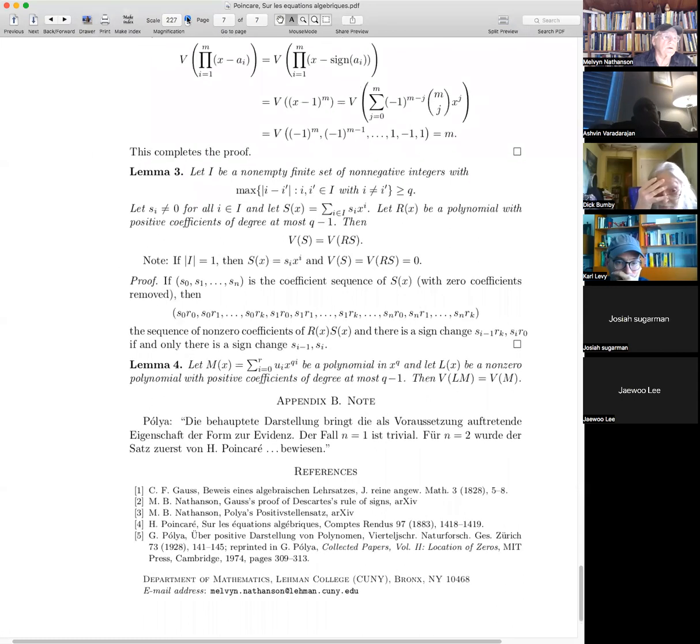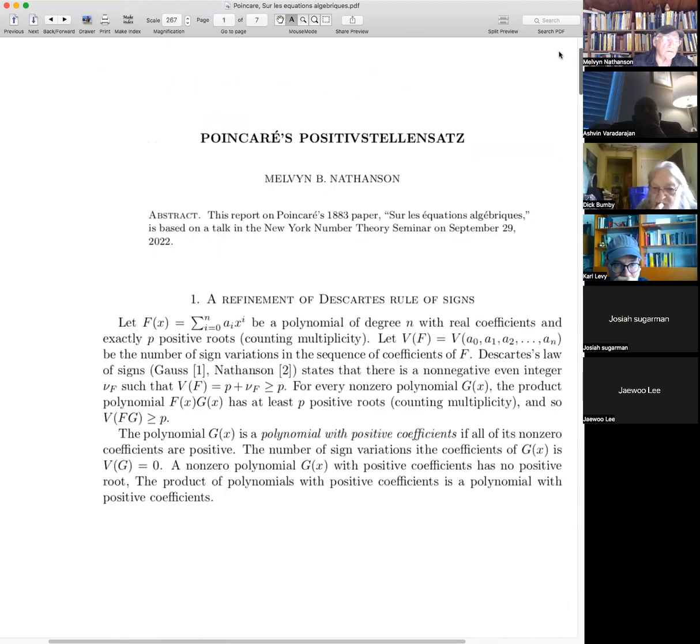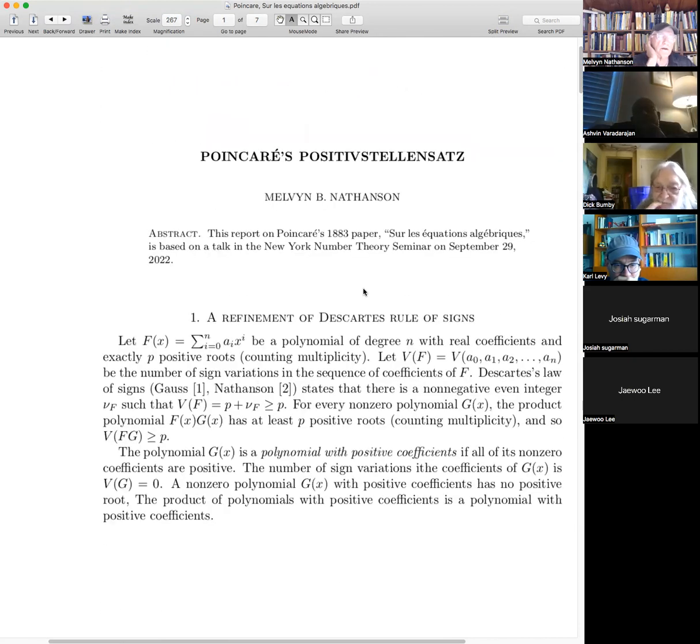Maybe I'll try to make it a little bit bigger. So this says basically that there were some special cases proved previously. The case for one variable was trivial, and the case for two variables was proved by Poincare. And it's this paper of Poincare published in Comptes Rendus in 1883 that is the subject of this. And Poincare was a little bit puzzled, it seems, by Descartes' rule of signs.